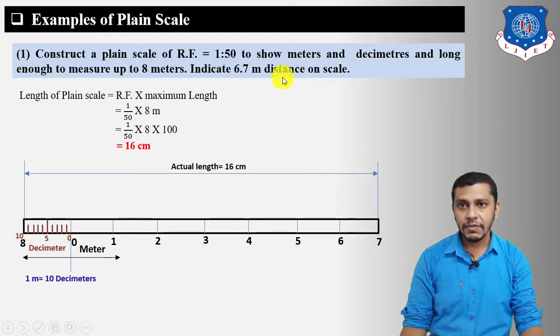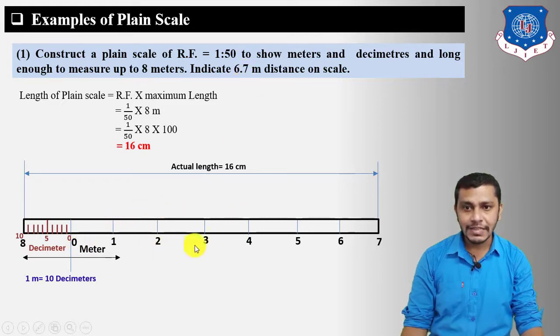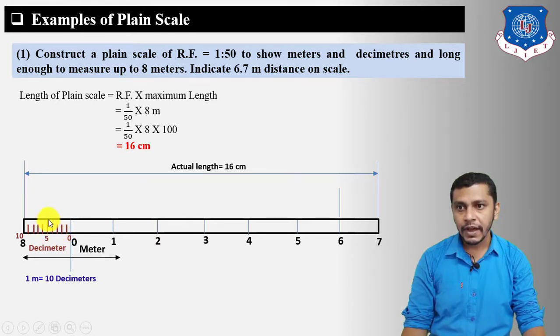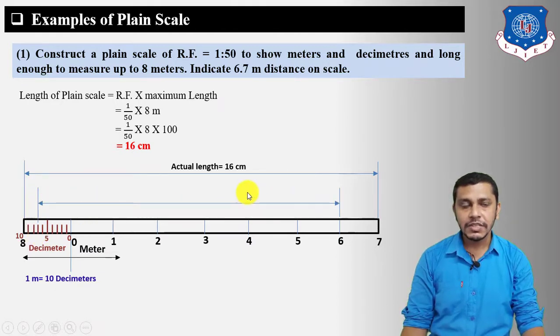Now on this plane scale we have to indicate 6.7 meter distance. 6.7 meter means 6 meter and 7 decimeter. So from the main scale, which is of meter, we have to select 6, and from the sub scale we have to select 7 decimeter. That means this is 1, 2, 3, 4, 5, 6 and 7 decimeter. So this length will be equal to 6.7 meter or 6 meter 7 decimeter. Now here RF is equal to 1:50, so we have to show the RF on the scale also. So show the RF equal to 1:50.